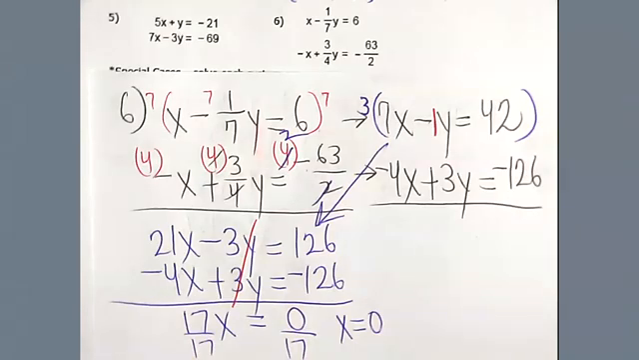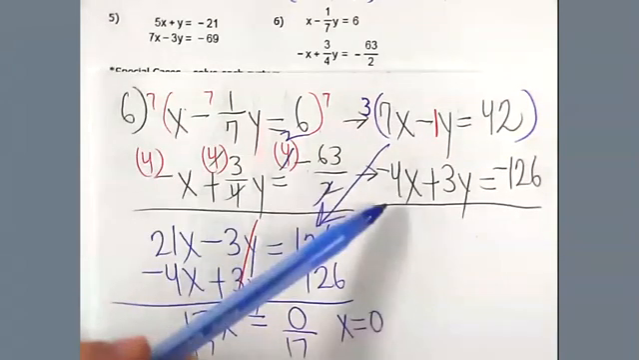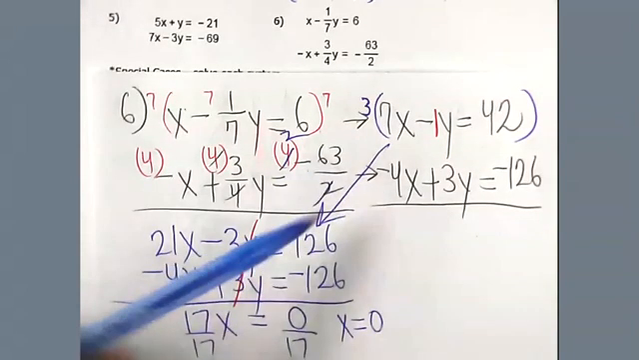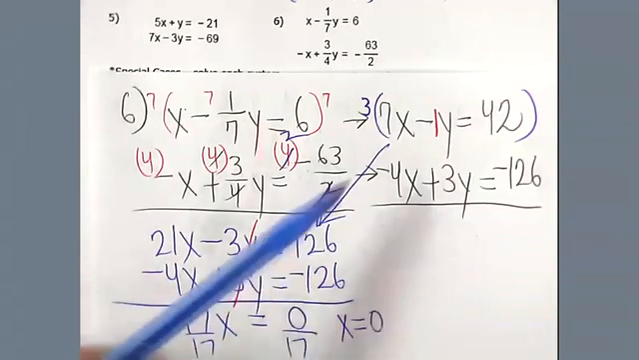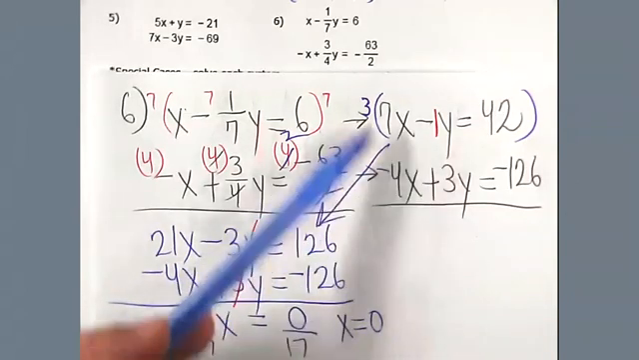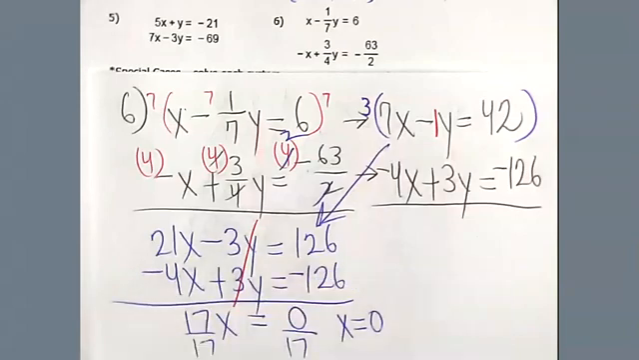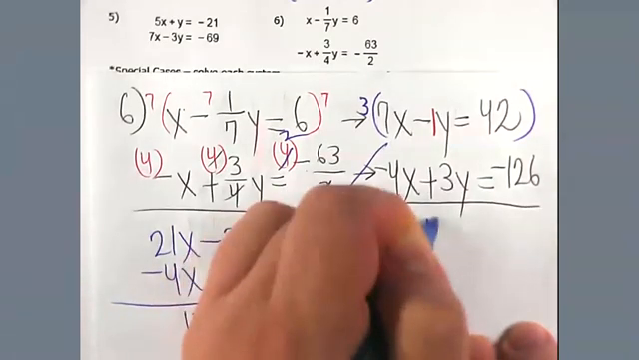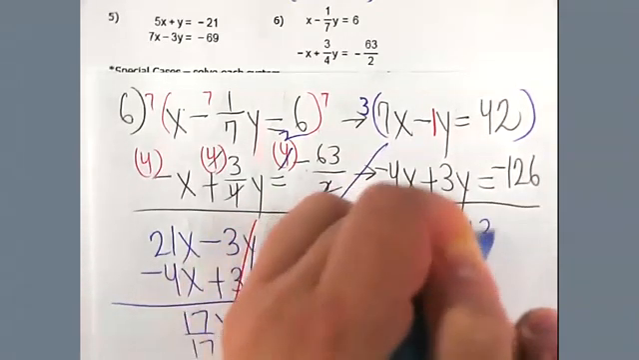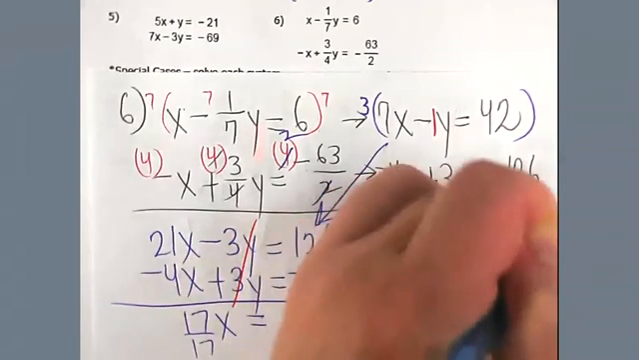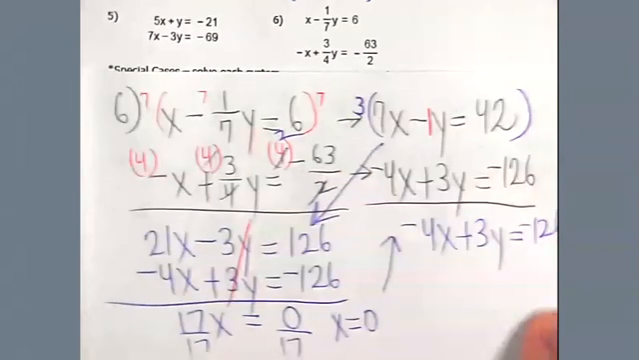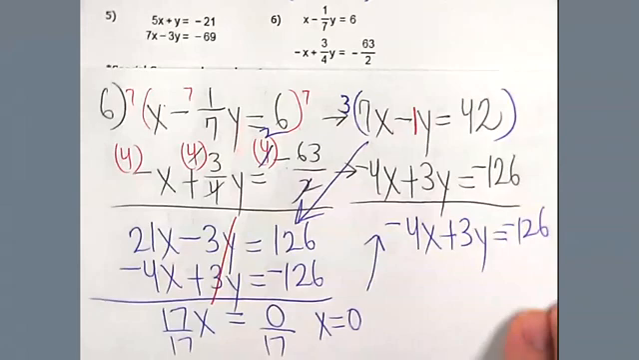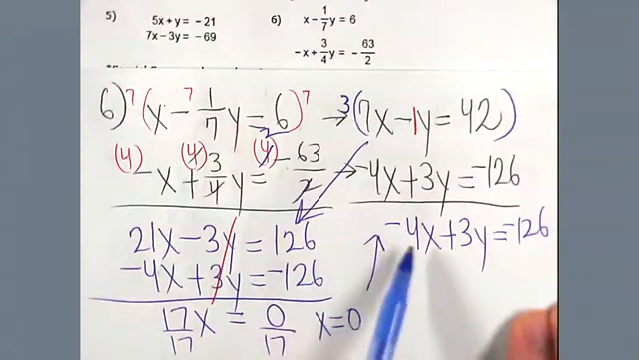Now, to find the y-coordinate, you can use any of the 4 equations up here, the original bunch or the new pair. I'm using one of the new equations so we don't have to contend with fractions anymore. I'm just picking the second equation at random. And where I see an x, I'm going to replace it with 0 now.